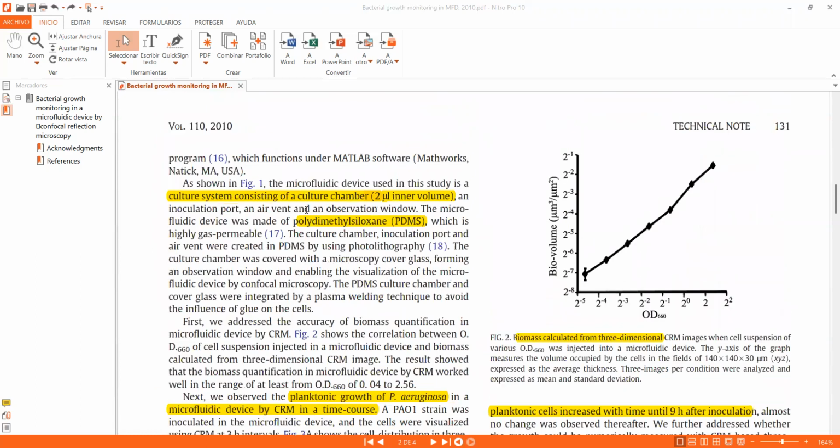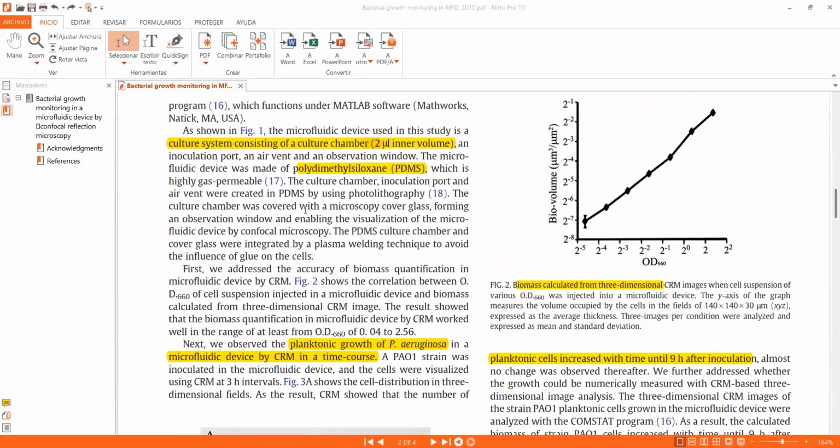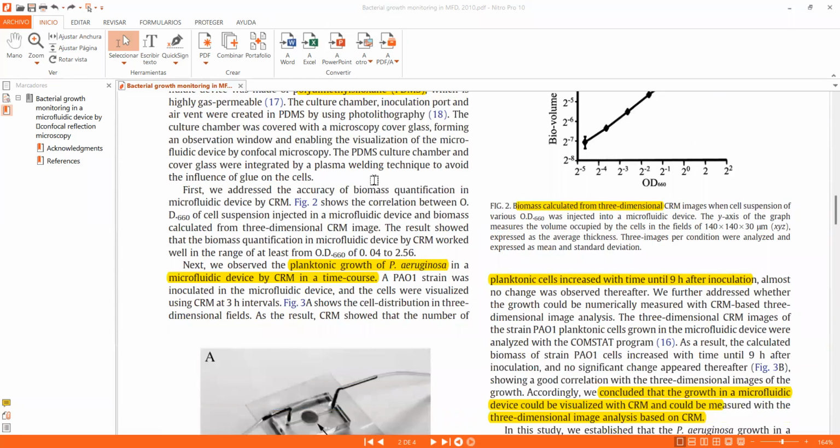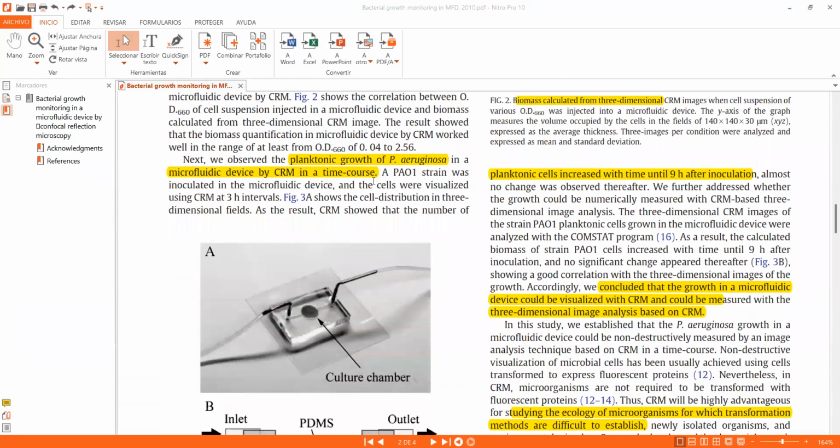The microfluidic device used in this study is a culture system consisting of a culture chamber. The volume is 2 microliters, and the material of this microfluidic device is polydimethylsiloxane, PDMS. In this case, they observe the planktonic growth of these bacteria in the microfluidic device by confocal microscopy, in a time course.